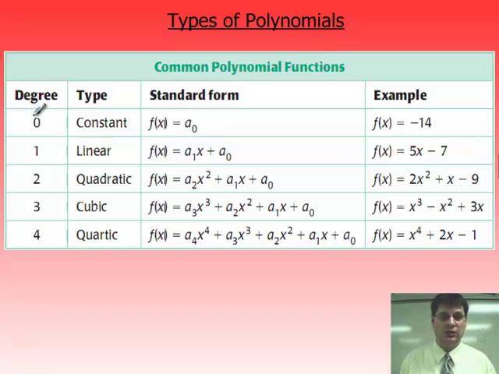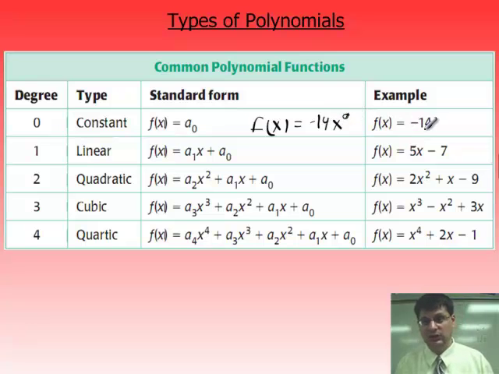So if something has a degree of 0, that means you have x to the 0th power, which is just 1, and so that's just going to be a constant. So f of x is equal to a sub 0. So for instance, if I had f of x is equal to, let's say, negative 14, and then since the degree is 0, I could say x to the 0th power, which is just 1, so then f of x would equal just negative 14. So that's just a constant. That's going to be a horizontal line if we were to graph that.